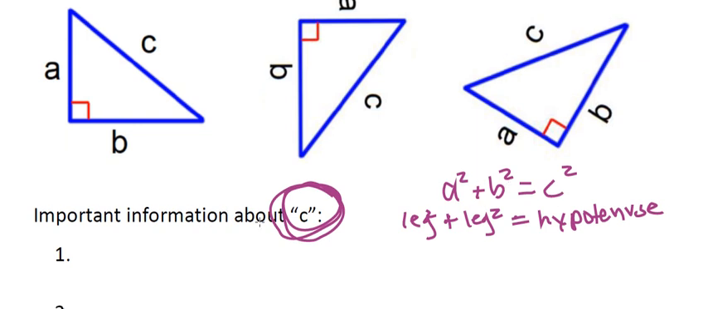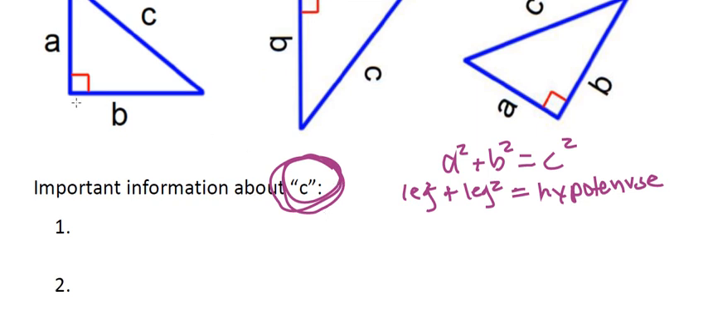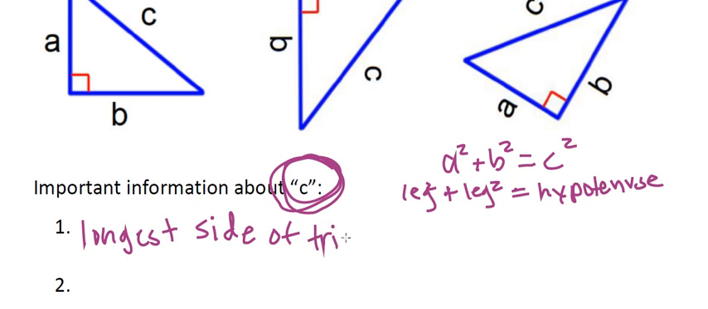So some things to note about C. C is called the hypotenuse. We're not going to write that because I don't remember if I left space for that. So the most important thing to know about C, the hypotenuse, is it is the longest side of the triangle. So again, the hypotenuse will always be the longest of the 3 sides.